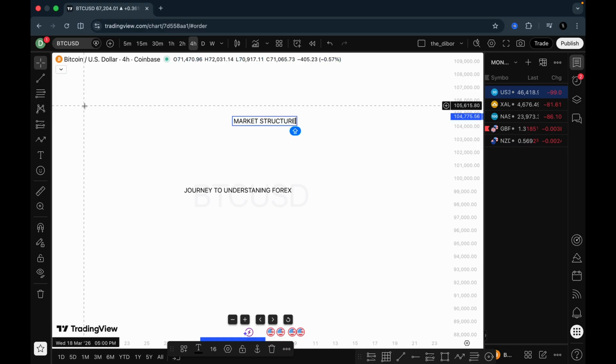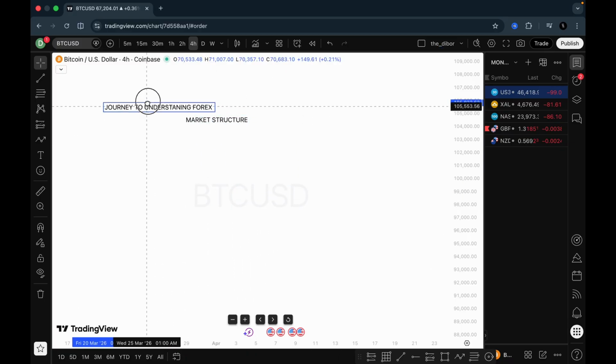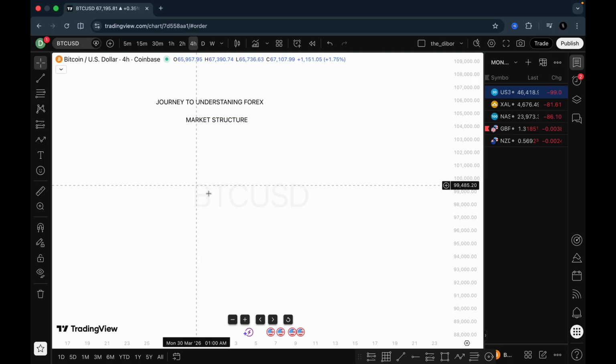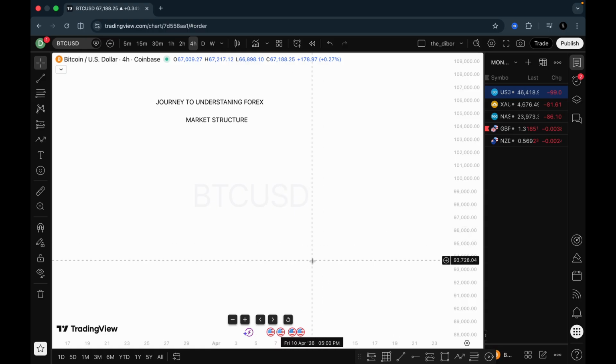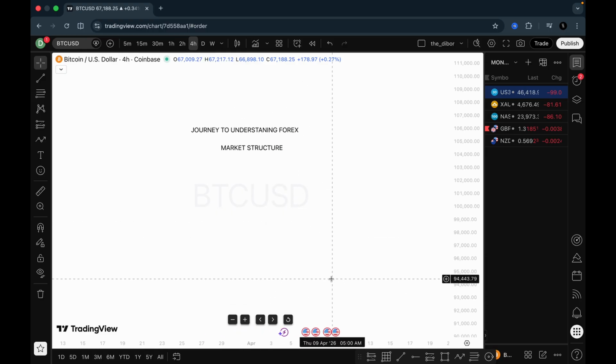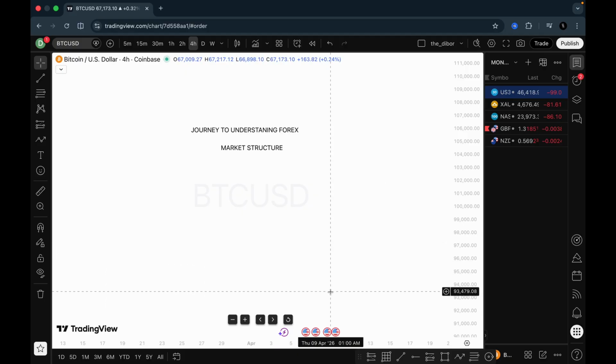Market structure is basically how the market moves, right? The market moves in three different ways. Even before you start trading Forex, you see that either people are buying or they are selling. It moves in basically either buy or sell. Those are the two actions happening in the world of Forex, right?